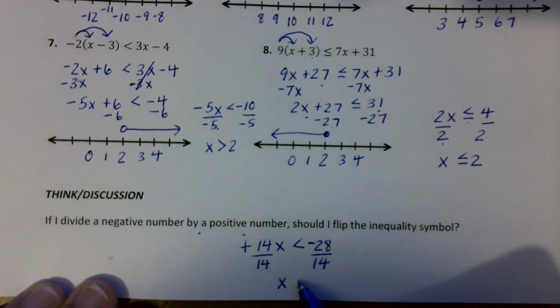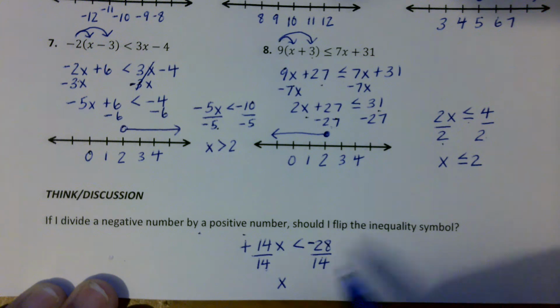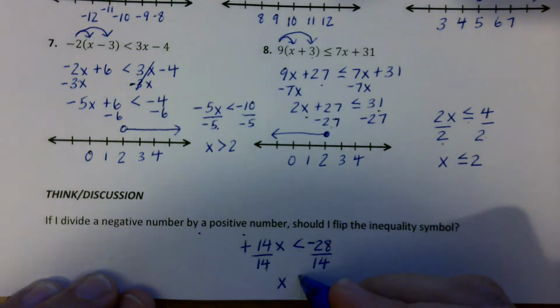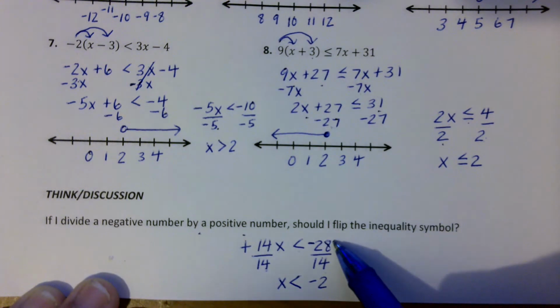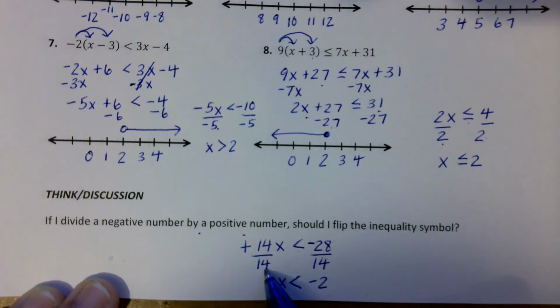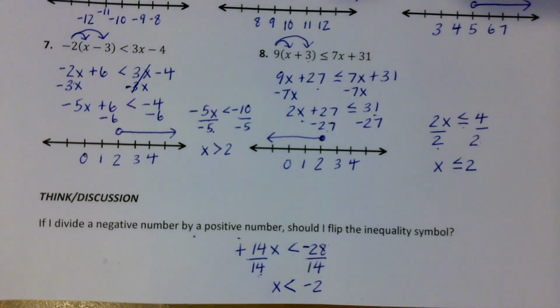Now I have to decide, do I flip the symbol? And I don't, because if I divide by a positive number, the symbol should still be facing the same direction. X is less than negative 2. It didn't matter that the one on top was negative. I'm only looking at what number did I divide by. And since I divided by a positive number, the symbol stays in the same direction. And this is how you solve and graph the solution set of an inequality that has a negative coefficient.